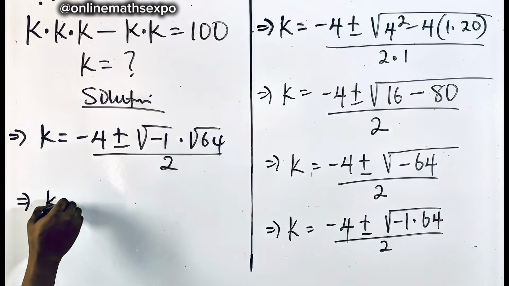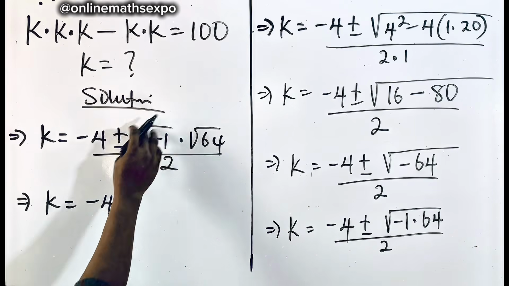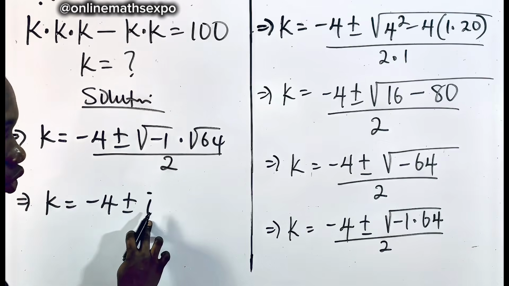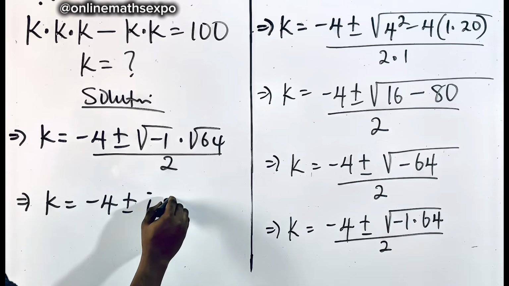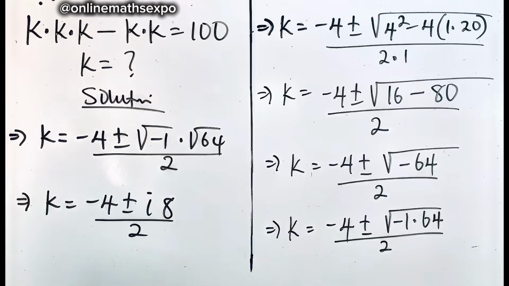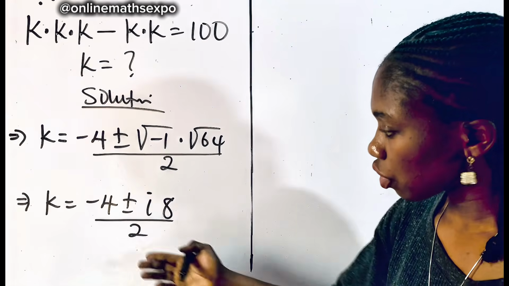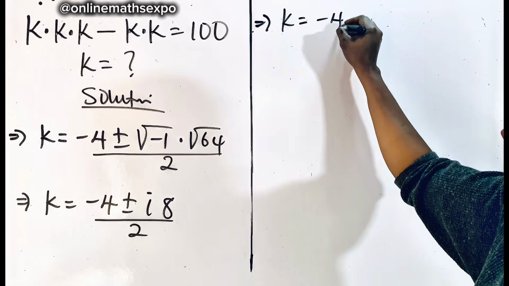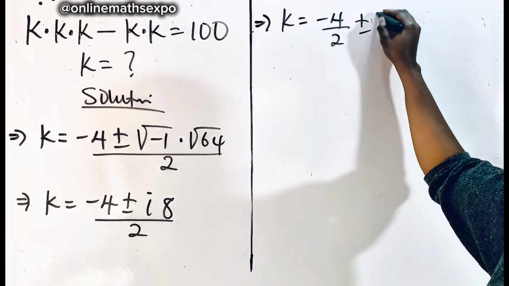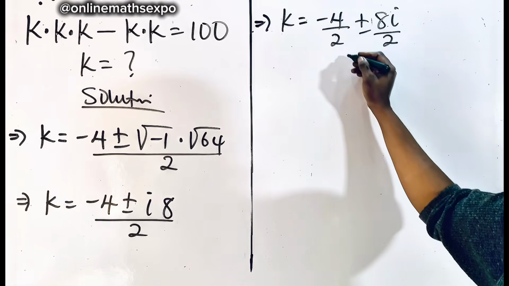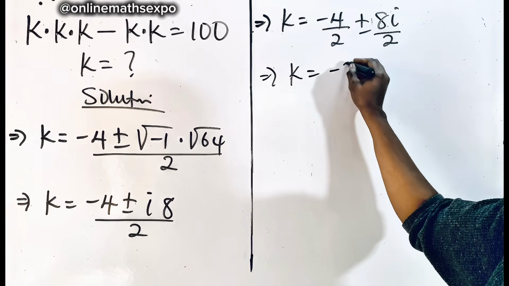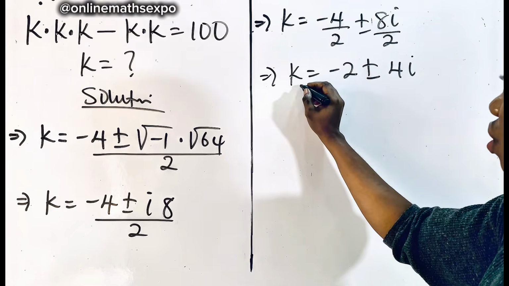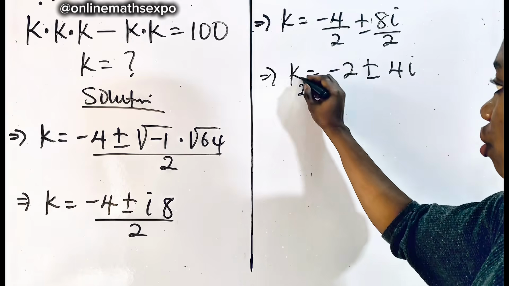So we have k is equal to negative 4 plus or minus square root of negative 1, which is always replaced with i, an imaginary unit. And this one gives us 8, and it is divided by 2. So simplify more, use 2 to divide each numerator. We have k will give us negative 4 divided by 2 plus or minus 8i divided by 2. And if you do this, we have k is negative 2 plus or minus, divide this, it gives you 4i. This gives you the second and third value of k.